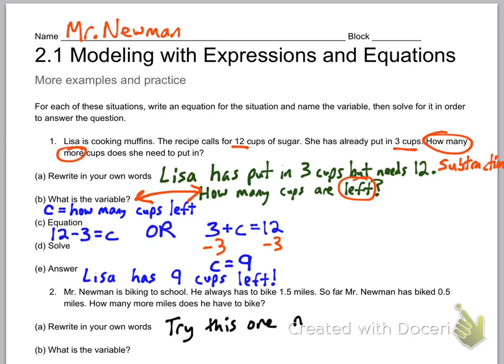Go ahead and try this one right now because it's very similar to the one we just did.